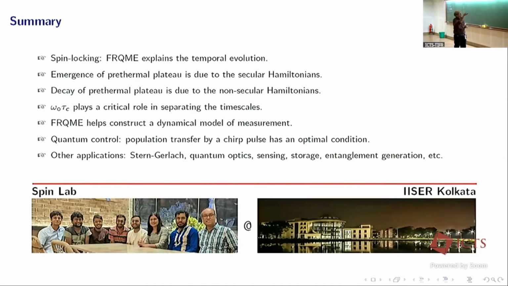And then it can help us with a dynamical model of measurement. And for chirp pulse population transfer, it gives us a realistic value for why the high-power pulse in chirp does not work, which reproduces something we knew experimentally. And we have other works going on that I cannot show you, but we are working on Stern-Gerlach, quantum sensing, storage, entanglement, inertia, etc.